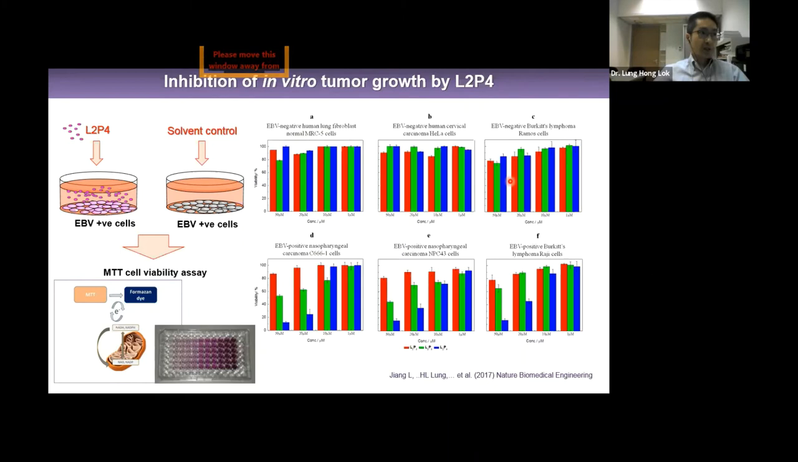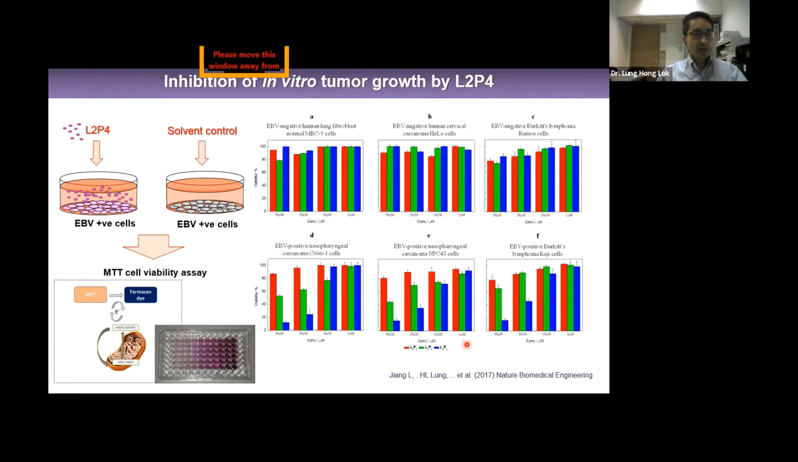On the top panel, you see no significant reduction in the number of cells. So the reagent cannot kill the EBV negative cells at all. But look at the EBV positive cells on the lower panel: the higher the dose of L2P4, the more cells are killed. So it's dose dependent. The more L2P4, the more cells will be killed by this agent. This result indicates that L2P4 can kill the EBV positive cells selectively. That's good, because we don't want L2P4 to affect normal cells, and normal cells don't have EBV. So at least this result shows that L2P4 fulfills that kind of criteria.